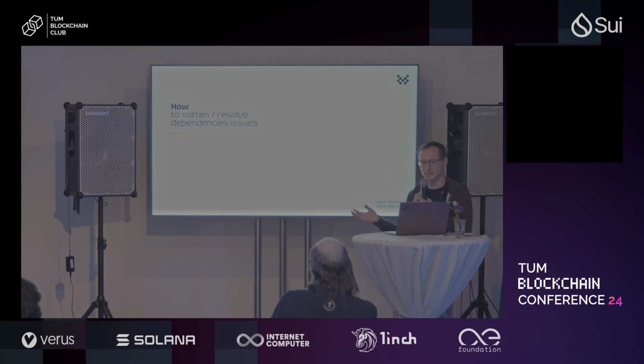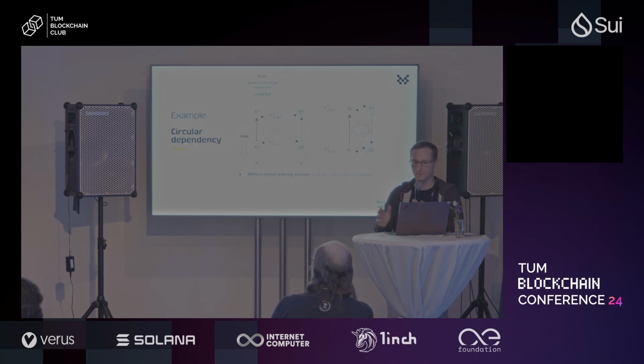So how can you actually soften some of these issues, or even resolve them, that are created through these dependencies? Here's an example of how you can visualize the effects through these dependency graphs. By default, you do not actually have to impose a given order for a chain based on these cross-chain atomic transactions.